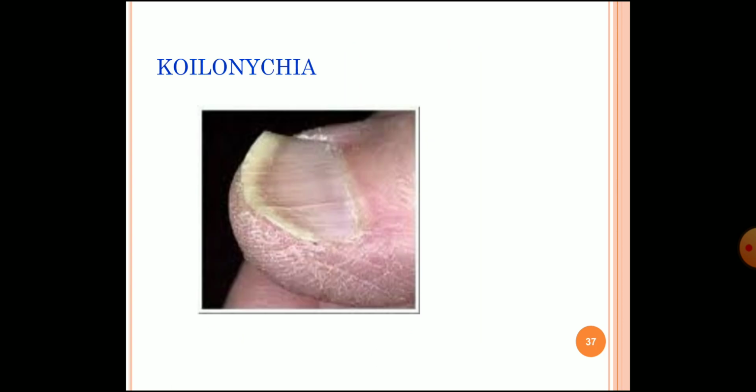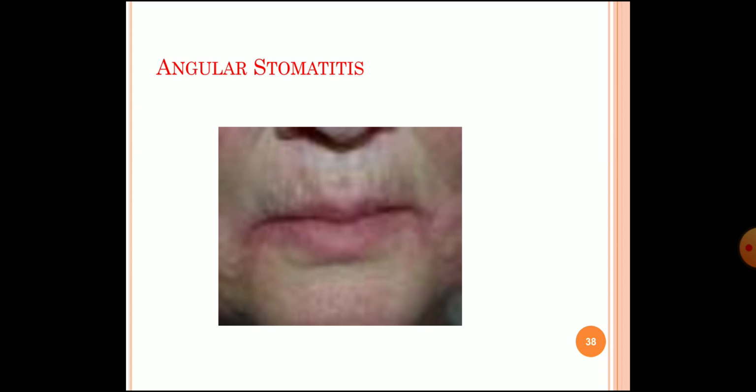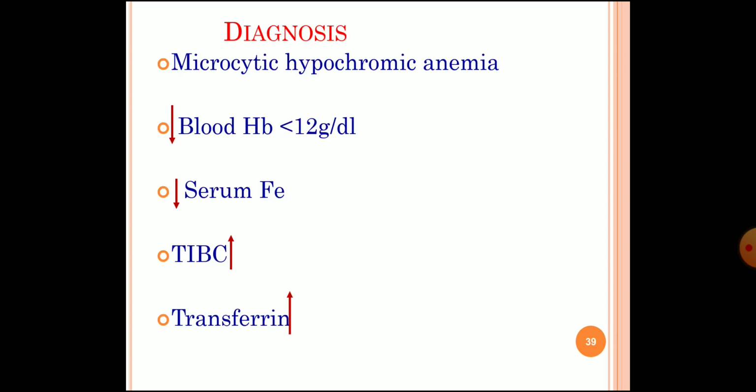This is the picture of koilonychia, flat, spoon-shaped nails, which occurs in iron deficiency anemia. One important symptom. Then there will be glossitis and all. Lips are inflamed and swollen. Angular stomatitis.